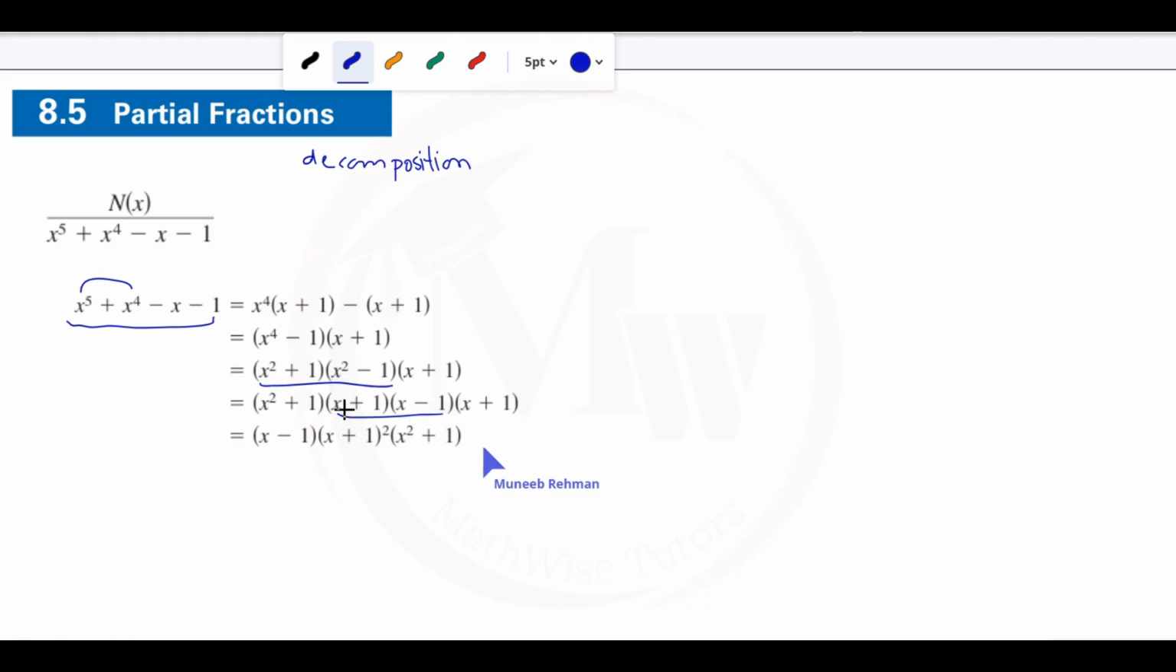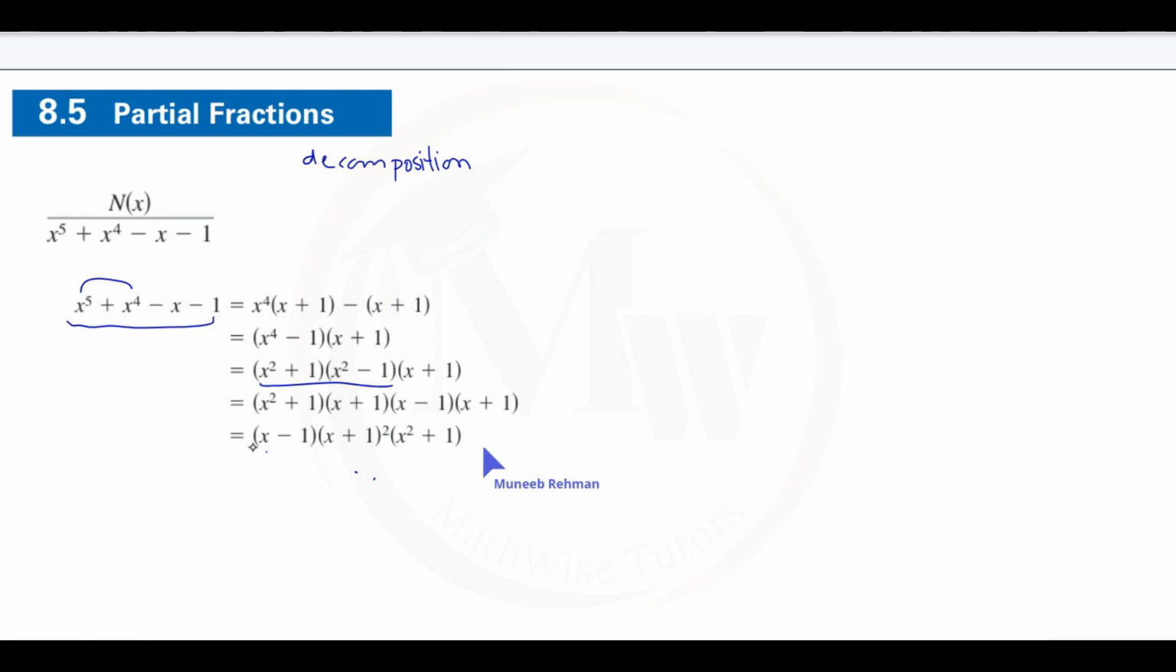And if you notice, x plus 1 and x plus 1 are both the same term, so we can combine them. We can write it as x plus 1 whole squared, one term is x^2 plus 1 and the remaining term is x minus 1. So basically in this last step we have rearranged the terms. The first is a linear term, the second is again linear but with power 2, and the third is the square term. Basically we have decomposed it into three parts.